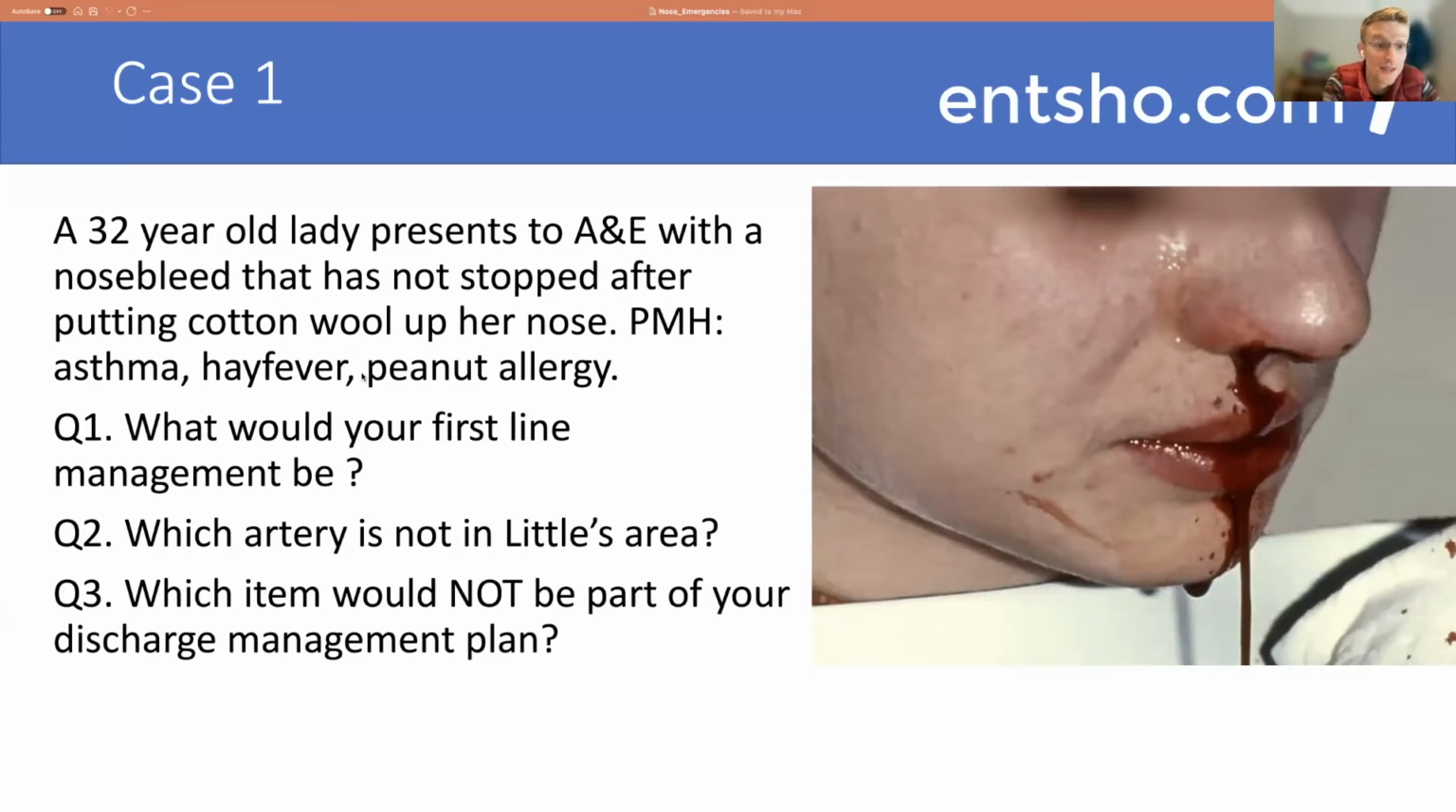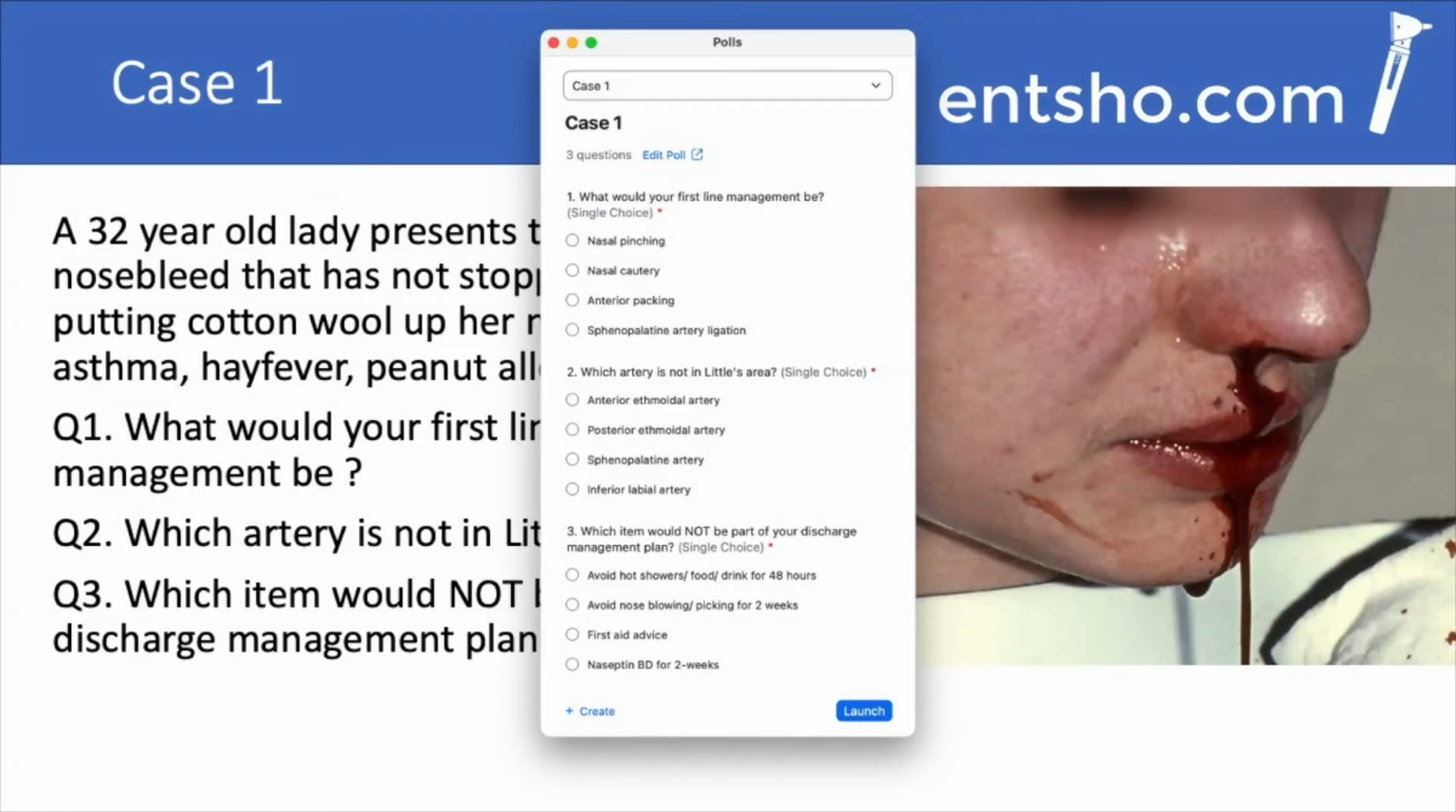So we've had a 32-year-old lady present to A&E with a nosebleed that's not stopped after putting cotton wool up her nose. She has a past medical history of asthma, hay fever, and peanut allergy. If you open up the poll, you should see some multiple choice questions to run through: what your first line management would be, a little bit of anatomy that we covered right at the start, and having a think about what discharge advice you'd be giving. This is all anonymous, so there's really no harm if you get it wrong or if you're not sure. As I say, I'll give about a minute.